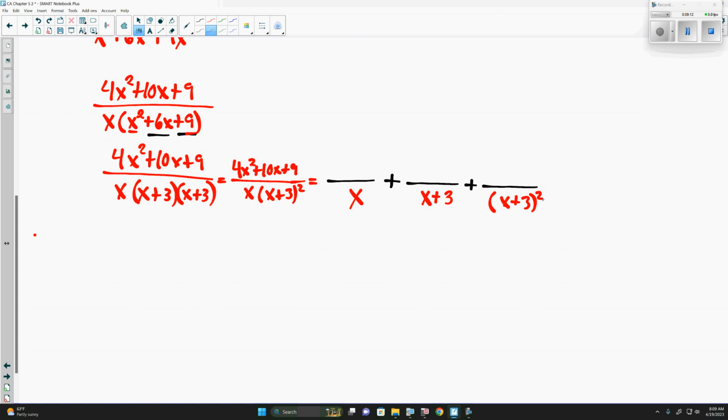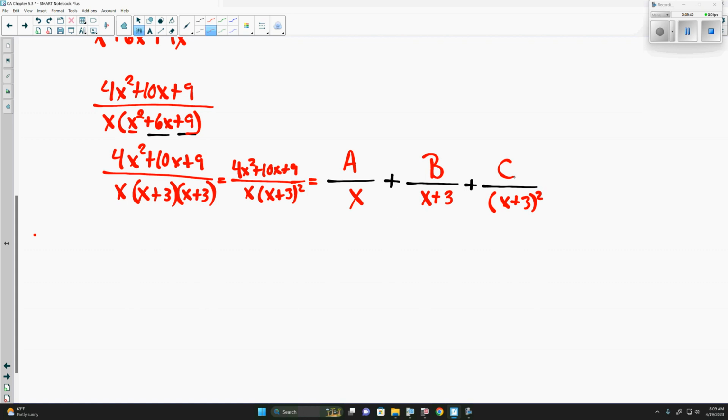Now what goes on top? Well, the first one's going to be A, the next one is B, and the last one we can call C. Now none of them have an x because, well, the degree of each is 1. Even though the last one is x plus 3 squared, the degree inside the parentheses is 1, so we don't need anything else with it. And that's all we need to do to set this up.